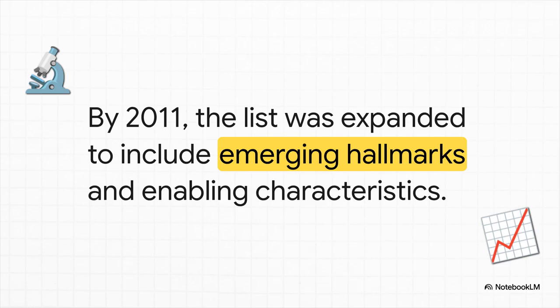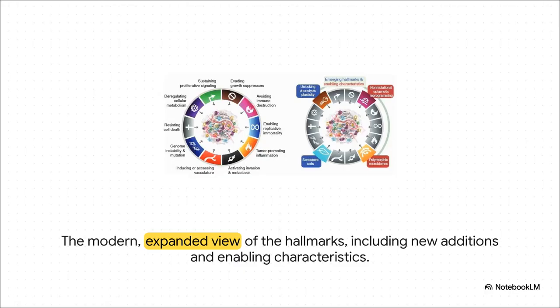But science never stands still. By 2011, another decade of research had given us a much deeper understanding, and that original list got an update. This expansion included new superpowers, which they called emerging hallmarks, and a totally new concept called enabling characteristics. So this is the modern view.